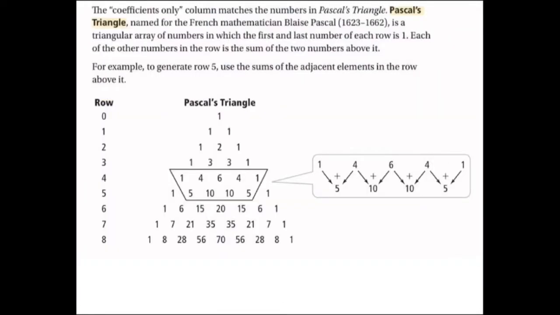All right, and so here we talk about how this coefficients only column matches the numbers in Pascal's triangle. It's introducing us to who Pascal was, a French mathematician from 1623 to 1662. And this is a triangular array of numbers in which the first and last number of each row is 1, and each of the corresponding numbers in between is the sum of the 2 numbers above it. Using Pascal's triangle, we are able to figure out the coefficients of the terms in our binomial expansion.